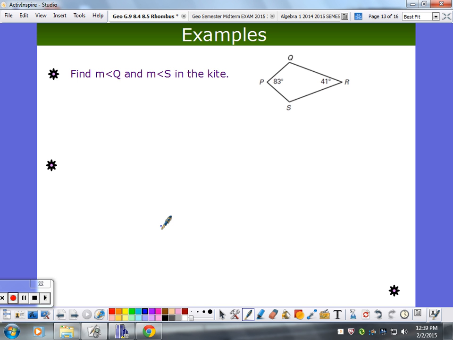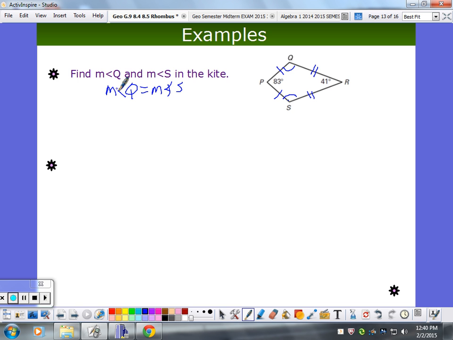Find the measure of Q and S in this kite. First of all, can I tell where the congruent sides are? Not by how it looks, but by other information? Where are the congruent sides? We can tell, because see how these are not congruent? So these must be congruent, and that's how it's divided up. So these are congruent. Whatever they are, it's going to be the same. So the measure of angle Q will equal the measure of angle S.